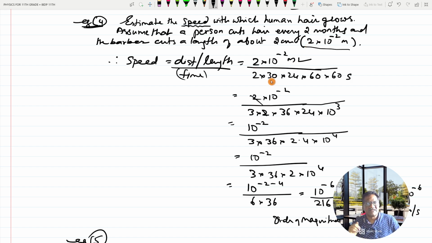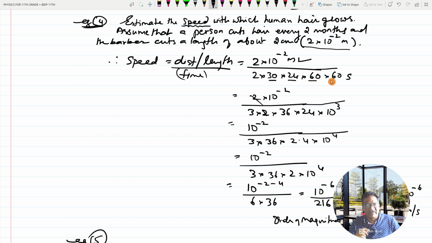So 2 months means 2 into 30, where 30 is the number of days in 1 month. And in 1 day, you have 24 hours, so I have taken this 24 hour. In 1 hour, there are 60 minutes.